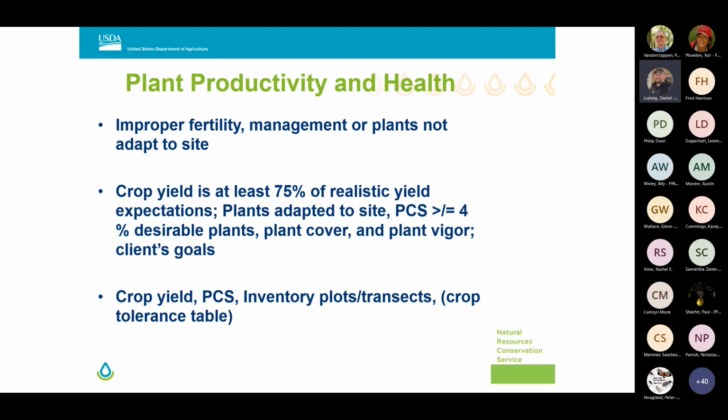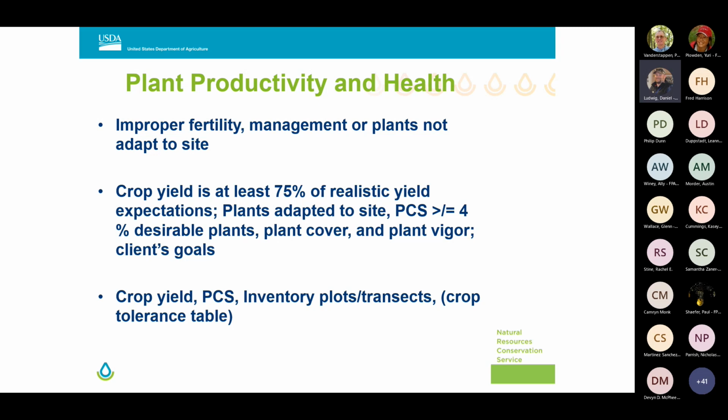Okay, plant productivity and health. This is one that we're looking at overall. How is the crop performing? So is it due to improper fertility, or are we trying to grow something that's not adapted to the site? And the way we define whether or not we have this resource concern is our crop yield is at least 75% of that realistic yield. So again, you can use your soils data, you can use producer records. A lot of times producers will manage for a desired yield, but are the soils capable of doing that?